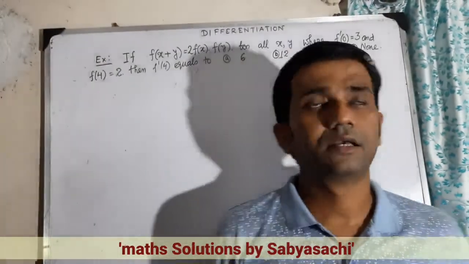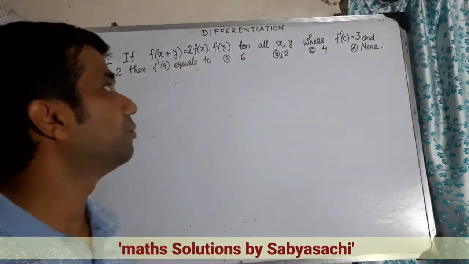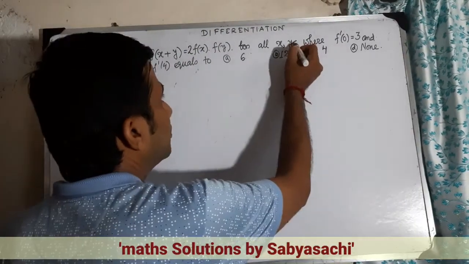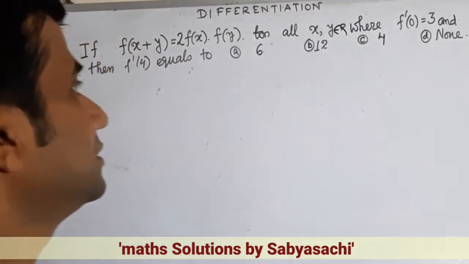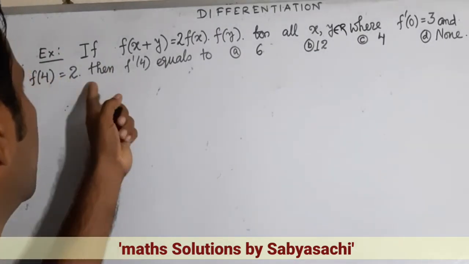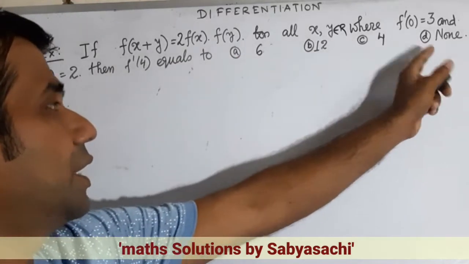It is given that f of x plus y is equal to 2 into fx plus fy for all x, y belongs to R, where f dash 0 is equal to 3 and f of 4 is equal to 2, then f dash 4 equals to 6, 12, 4 and none.